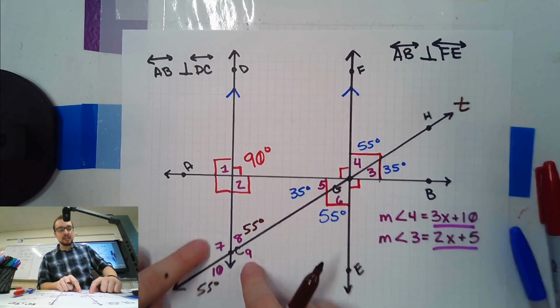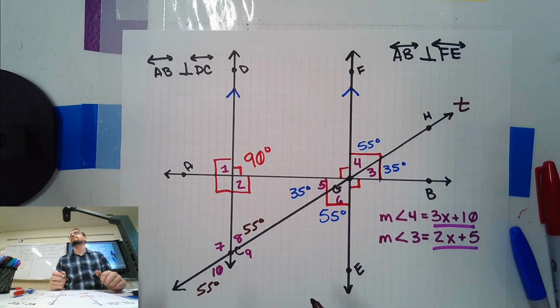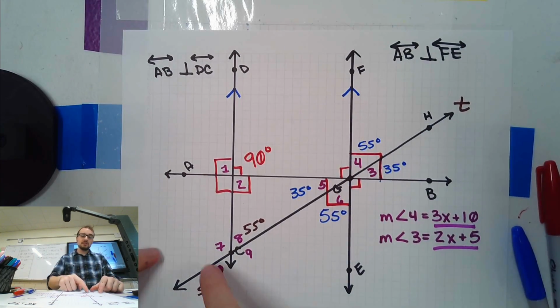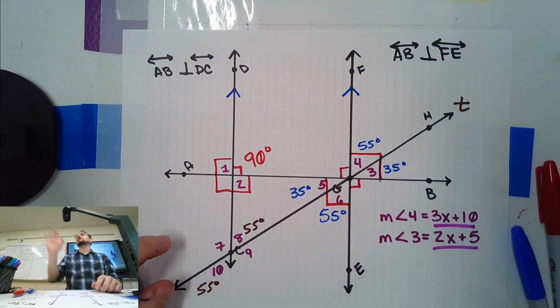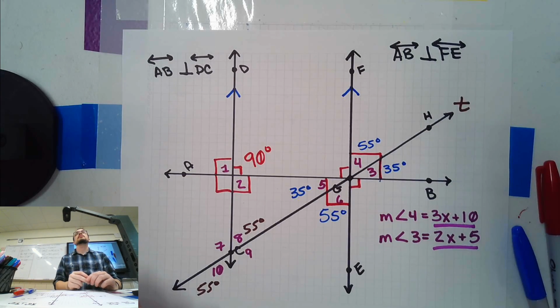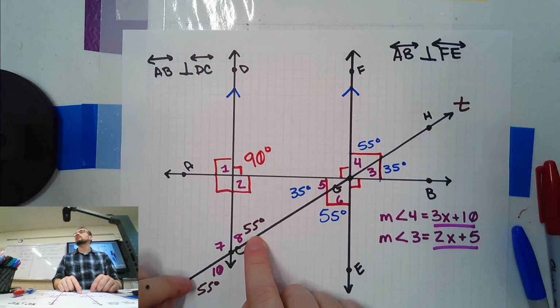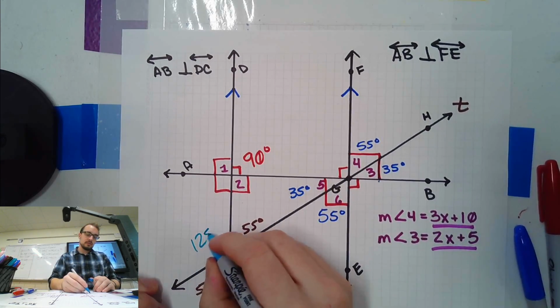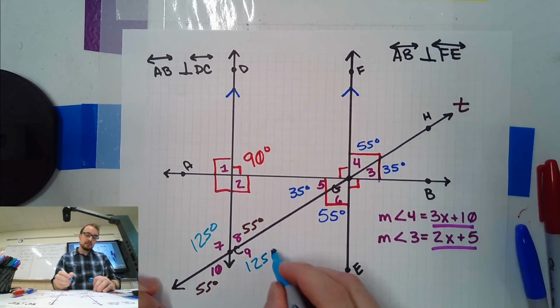What do I know about 7 and 9? How can I figure them out? Yep. All of this is going to add up to 180, right? So what's 180 minus 55? Easier question. What's 180 minus 50? 130. We got to subtract 5 more. 125. Vertical angles, right?